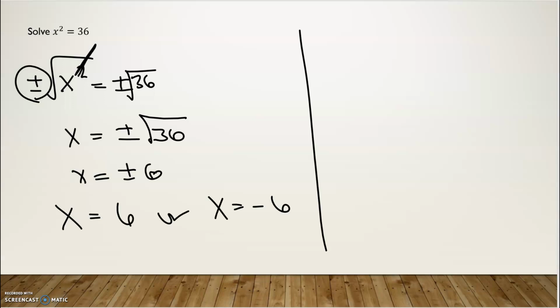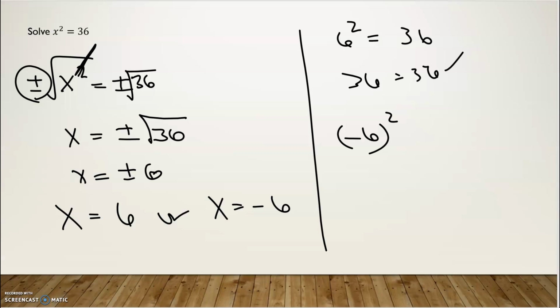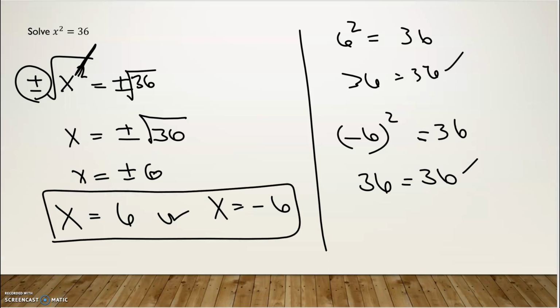And if we check that, 6 squared equals 36. Well, 36 equals 36. That works. Negative 6 squared, include that negative within the parentheses for being squared, equals 36. Well, a negative times a negative gives you a positive. 6 times 6 gives you 36. So 36 equals 36. So both of these would be my answer.